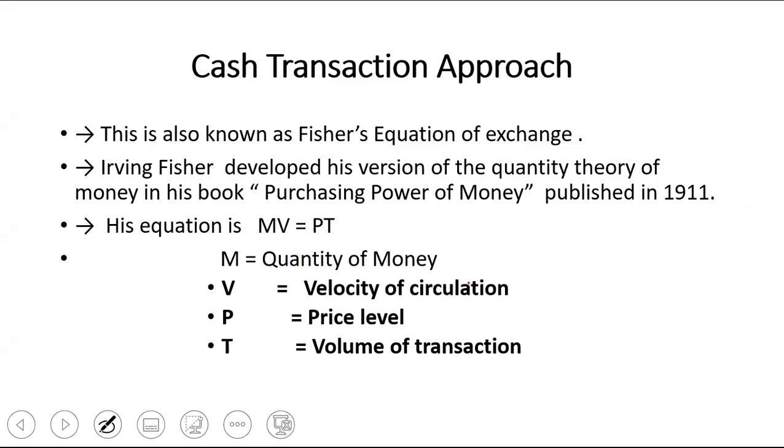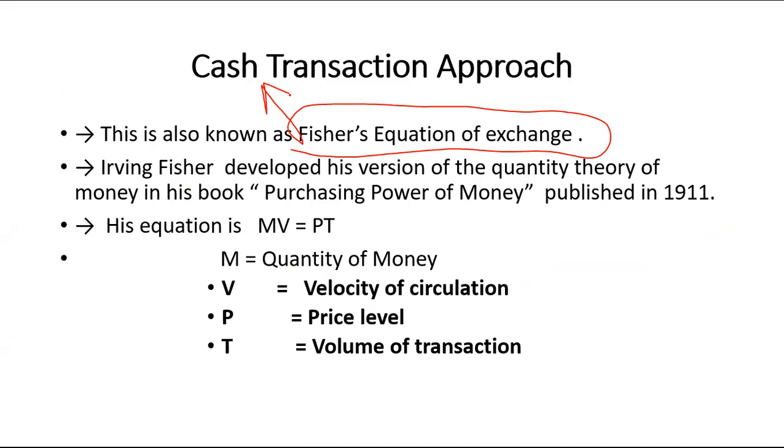Now first we are explaining Fisher's equation, the cash transaction approach. Cash transaction approach is introduced by Irving Fisher. Irving Fisher developed a new version of the quantity theory of money in his famous book, Purchasing Power of Money, in 1911. These are all objective area questions. 1911 is not a very old year. It is a comparatively new theory.